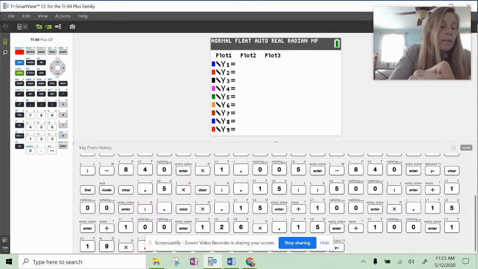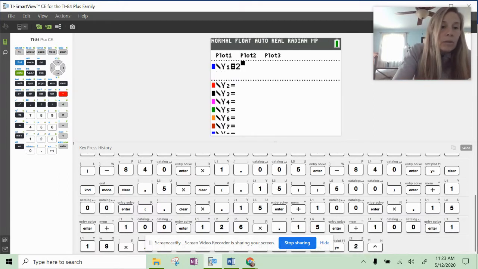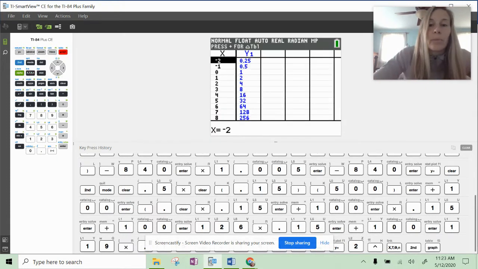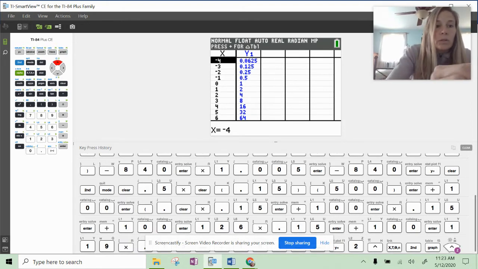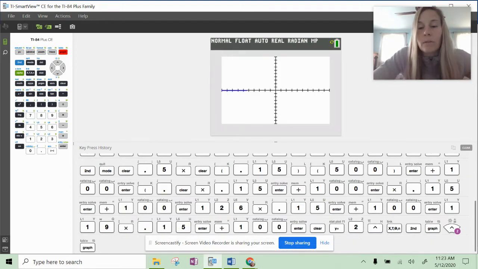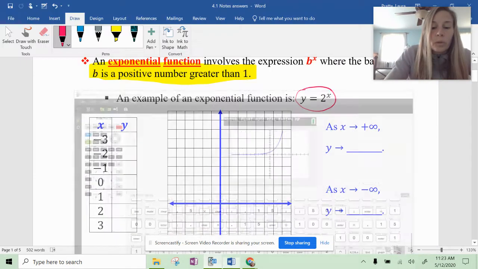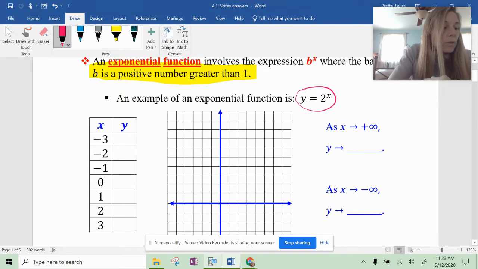So if you go to your y equals and you just type in 2 raised to the x power like that, and then you go to your table, you'll be able to fill in any numbers on your table there. So that's what you can do. And then when you press graph, you'll get the visual of the graph that we're about to put on our paper.